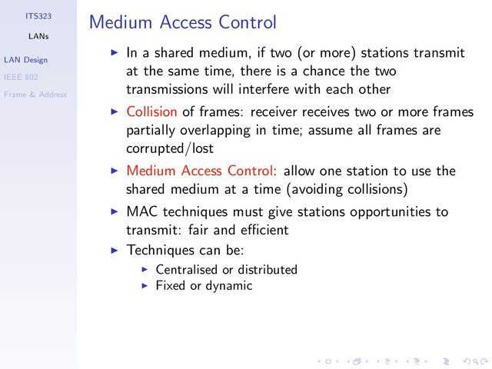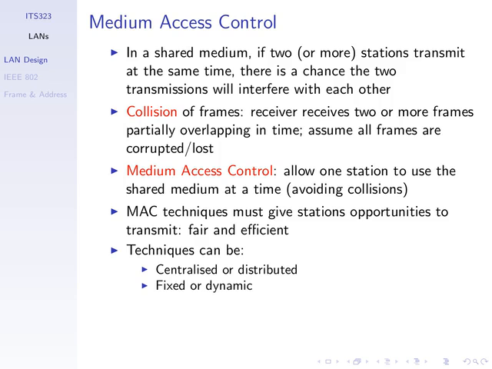The idea is to give stations opportunities to transmit. Stations want to send data. We think of the data in terms of frames. So a station may want to send 1,000 frames, as may some other stations. A MAC technique should give those stations chances to transmit those frames. But it should be fair and efficient.